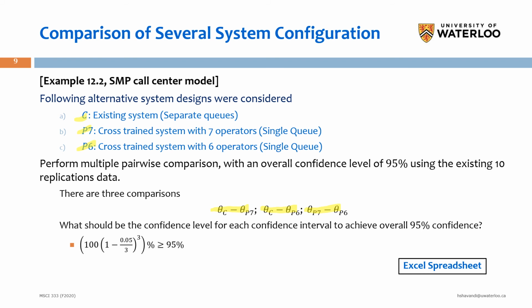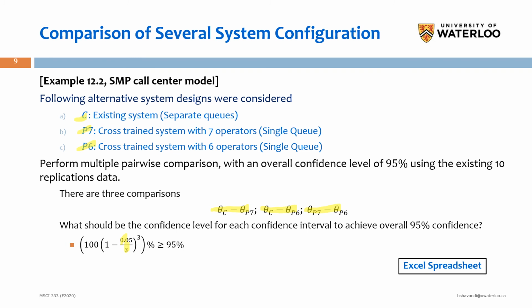Since we do have three comparisons, we need to divide alpha by 3 for each confidence interval for each comparison, in order to have the 95% confidence level at the end in total for all comparisons. Okay, so you can find the solution of this example in the Excel file.